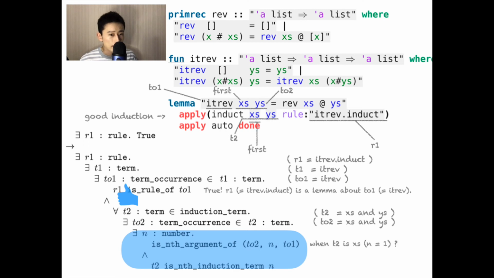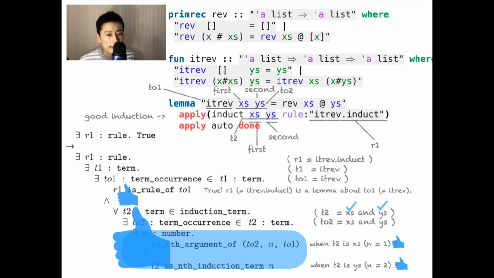When T2 is xs, this is true because if we fix n to be 1, we can say that xs is the first argument of itRev in the proof goal and it is also the first argument of the induction tactic. This is also true when T2 is ys, because ys is the second argument of itRev in the proof goal and the second argument of the induction tactic.